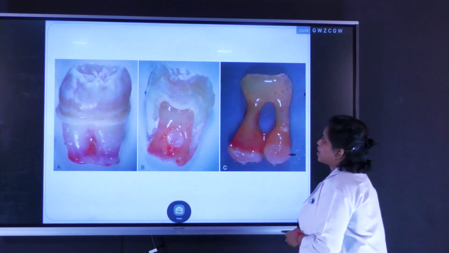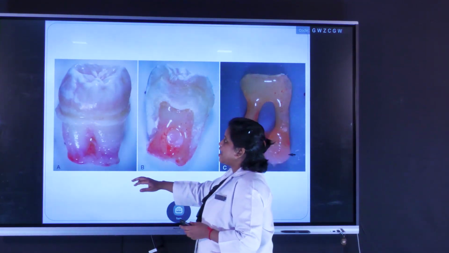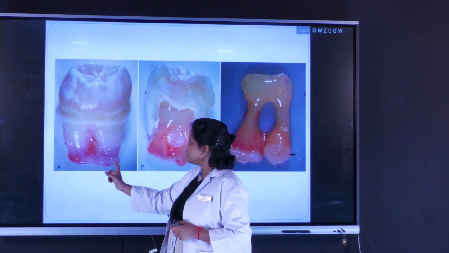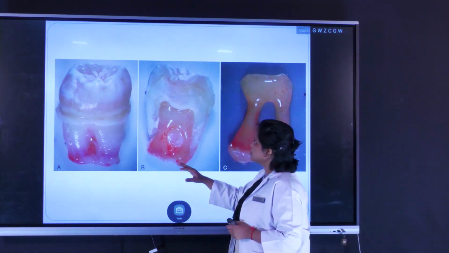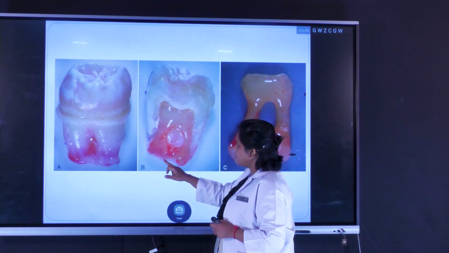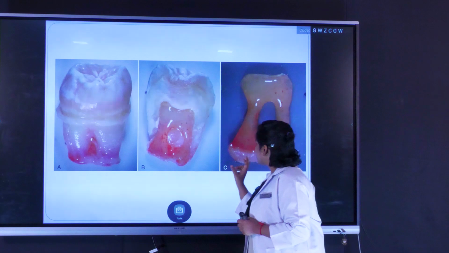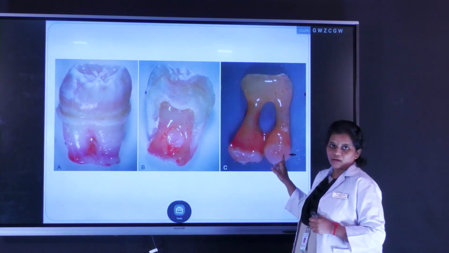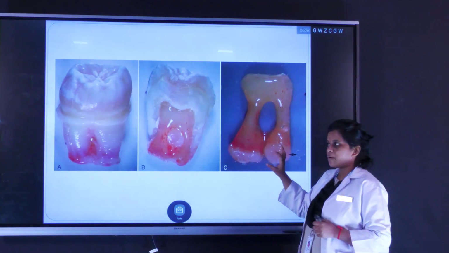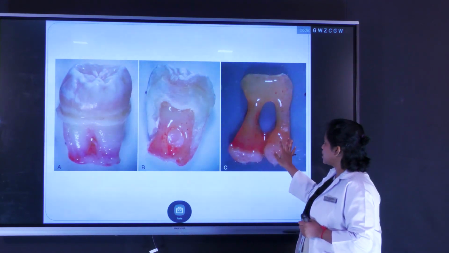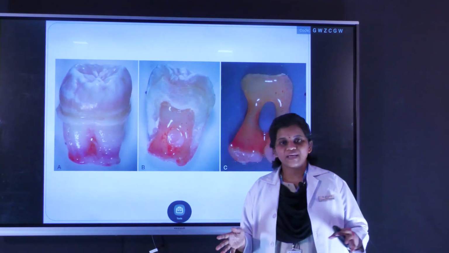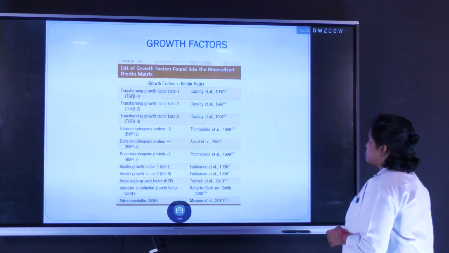Now we can have a look at the picture, wherein we can see an extracted third molar, and the apices are not completely formed. When the tooth is vertically dissected, we can see the cross section of the pulp tissue, and we can see the apices which are bulky. This bulky tissue is nothing but our apical papilla. This particular end of the pulp tissue will have loads of stem cells, called apical papilla stem cells, right?